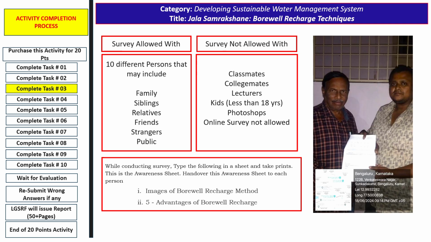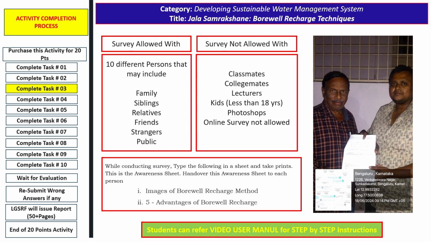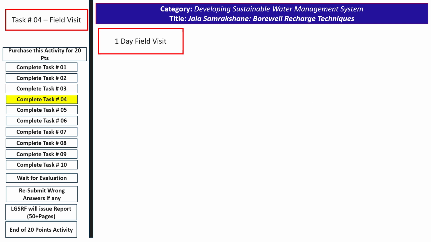While conducting the survey, the student has to prepare an awareness sheet that must have an image of the borewell recharge system and 5 advantages of borewell recharge listed. Take a black and white print of that sheet and present it to the surveyed person. The photo has to be captured in this format only, and the face has to be clearly visible. Now, this is about task 3.